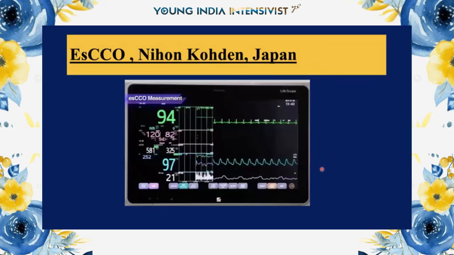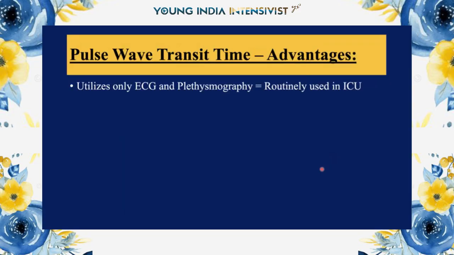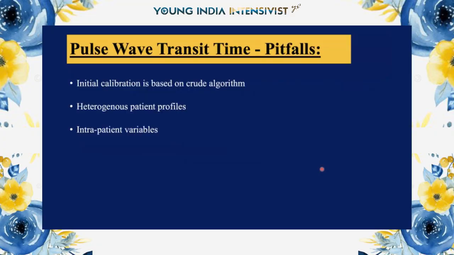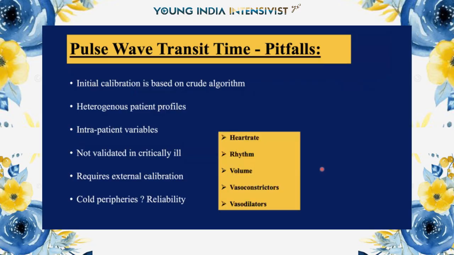So this particular monitor uses the pulse wave transit time. Advantages: uses only ECG and plethysmography, non-invasive technique, demographic data should be available. Pitfalls: initial calibration is based on a crude algorithm. Intra-patient variables are there, not validated in critically ill. Often requires external calibration. In case of cold periphery, reliability is not there.